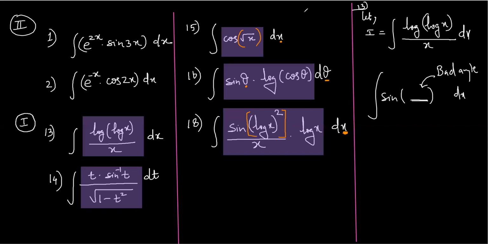So remember students, whenever we have some angle which is not x, it is something different, so we call that a bad angle. And remember, we always put bad angle equal to t. If you don't know this, you should check the videos that I have solved. Okay, so we always put the bad angle as t.